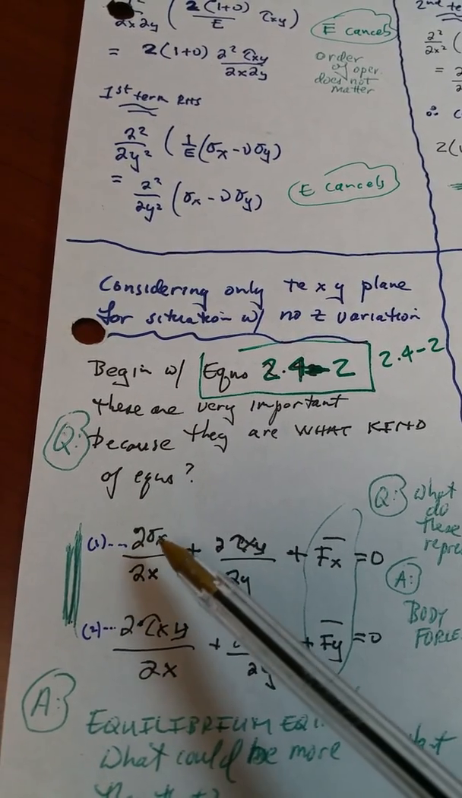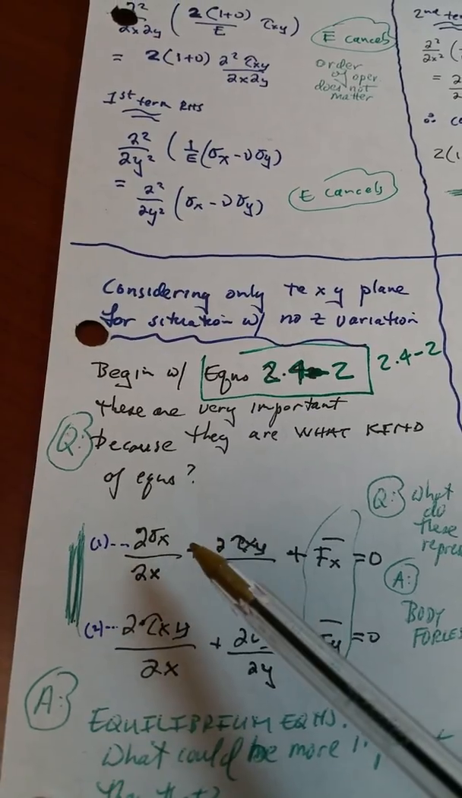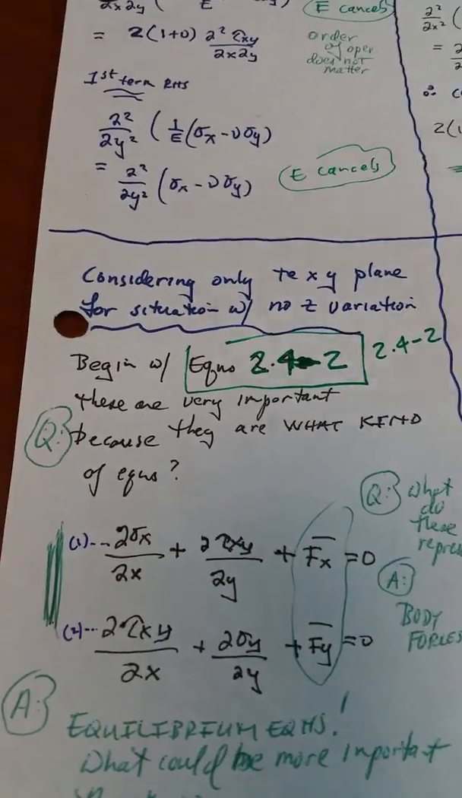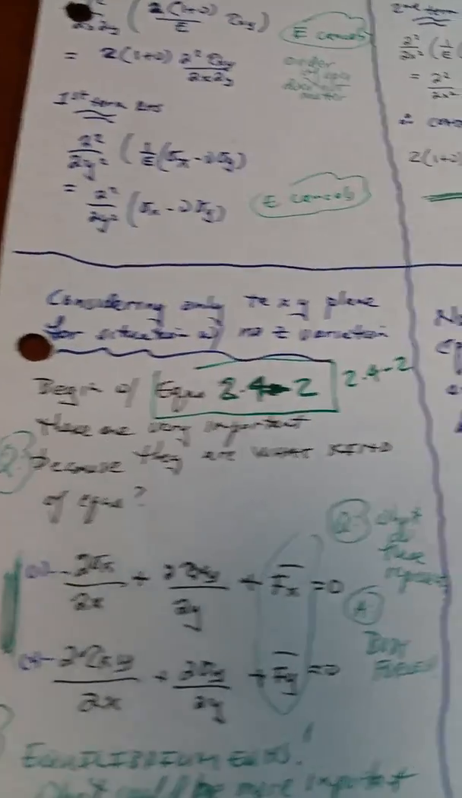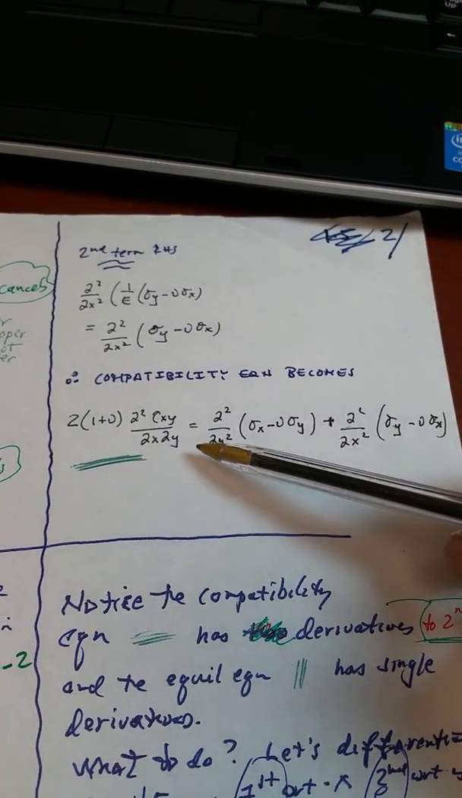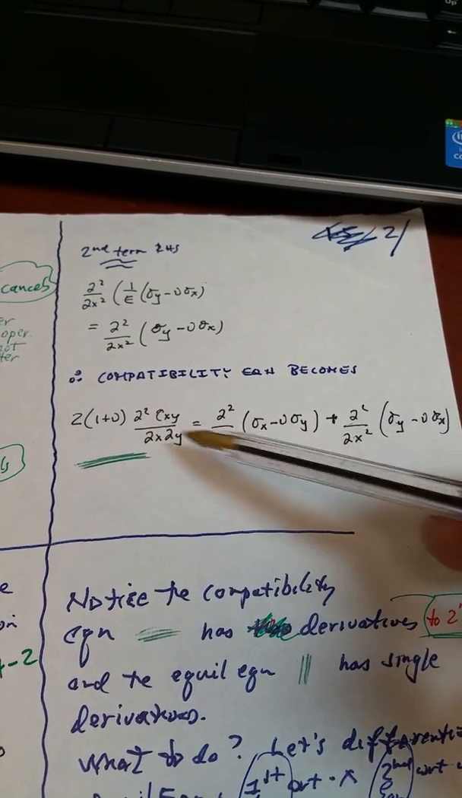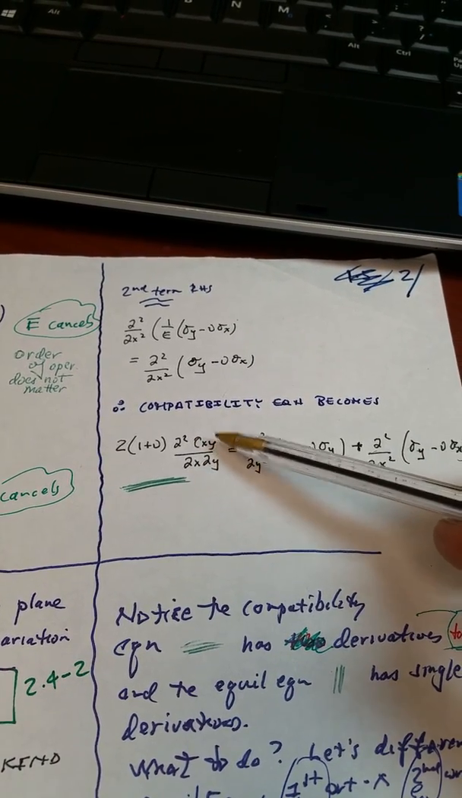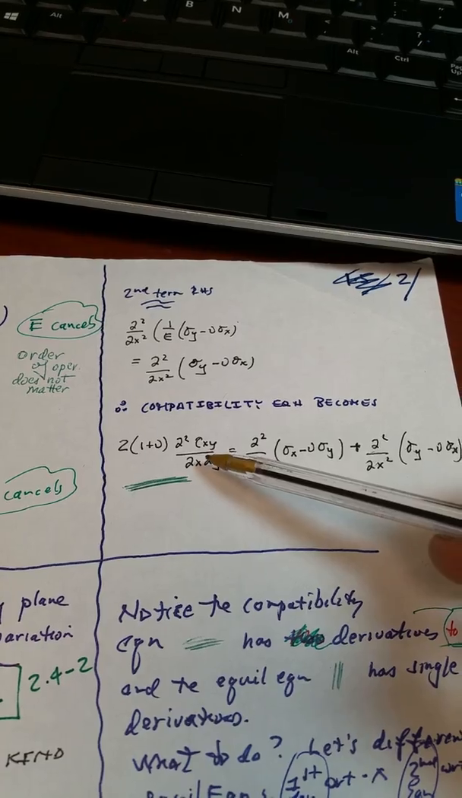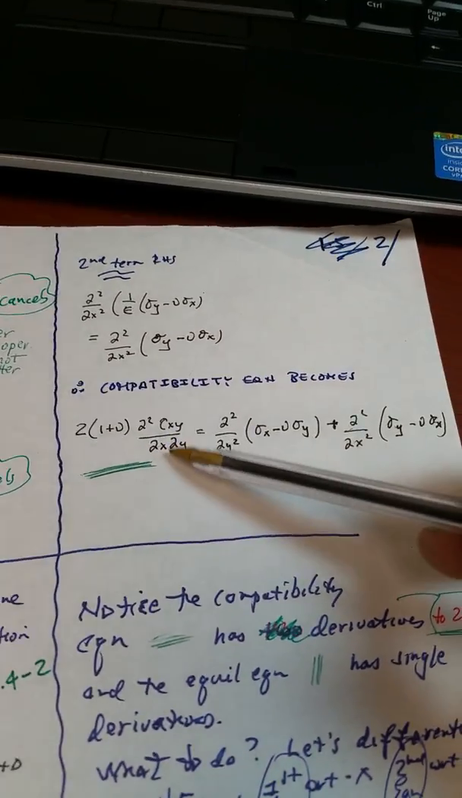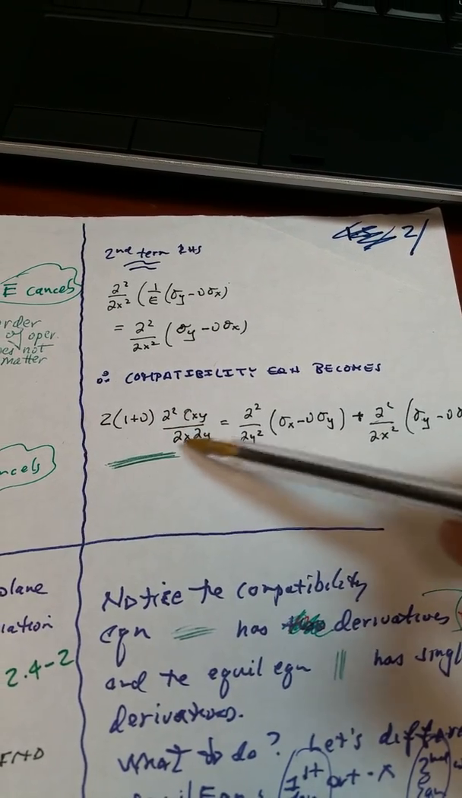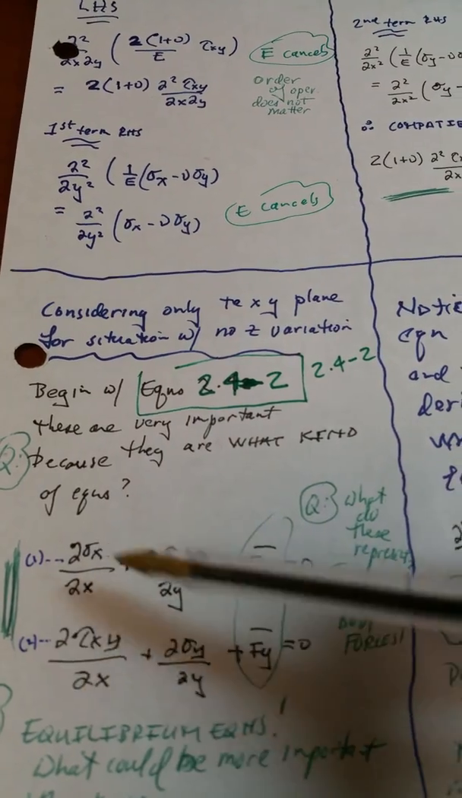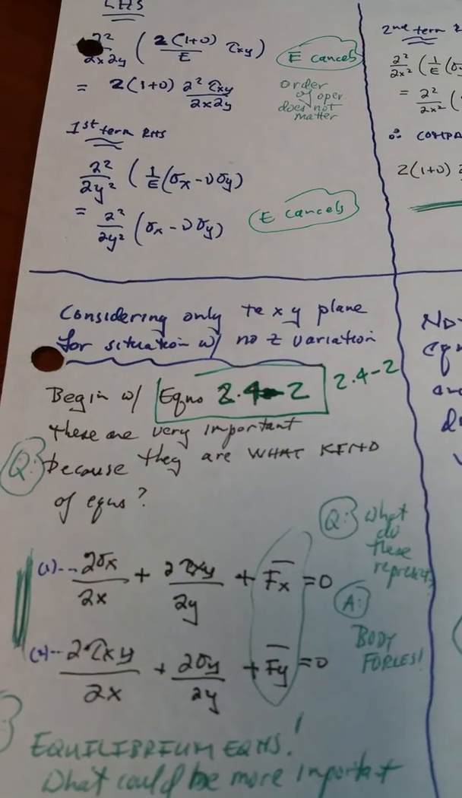So the equilibrium equations use derivatives of stress, which we've talked about a lot in chapter 2. The compatibility equation now also has stress in it. So I went through the generalized Hooke's law and I converted those strains to stresses. But notice the little subtle difference in here. This compatibility equation has a second derivative. The partial derivatives are second derivatives. And in the equilibrium equation, the partial derivatives are first derivatives.